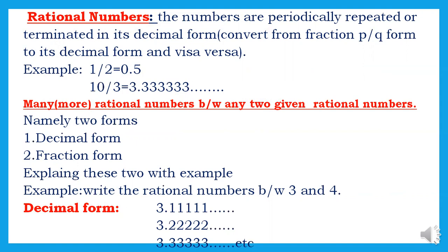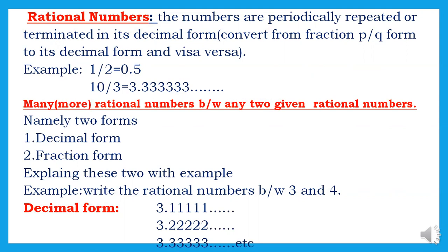Example, write rational numbers between 3 and 4. First, you should represent in decimal form. Observe this point, students, these numbers: 3.111, and so on, 3.2222, and so on, 3.333, and so on, etc. Up to, you can write 3.999.